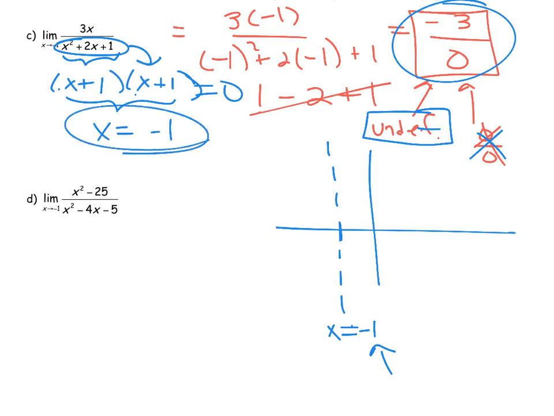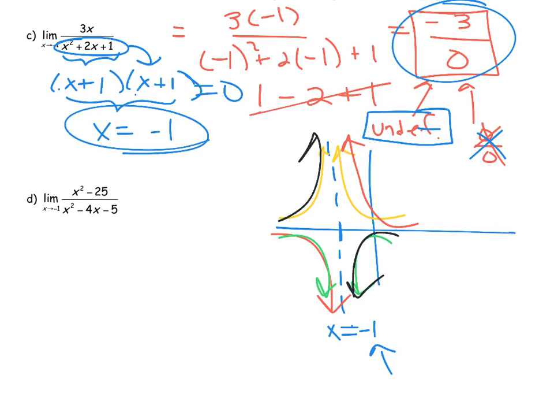We need to check what's going on the left and right hand side of -1. Am I looking at a graph like this? Am I looking at a graph like this? There are 3 different options here of what I could be looking at. Actually 4. You could also have this situation going on. Okay, bunch of different options. So we got to take a look at the left-hand limit and the right-hand limit.